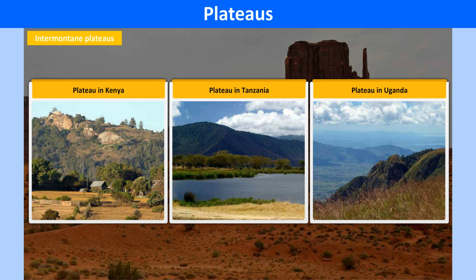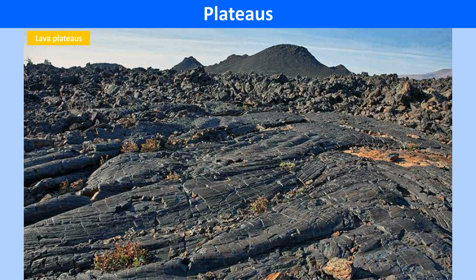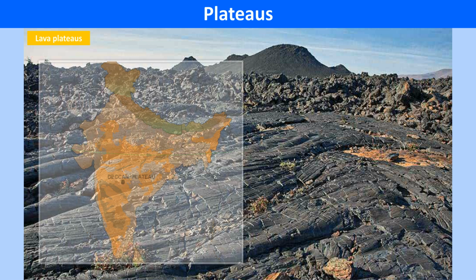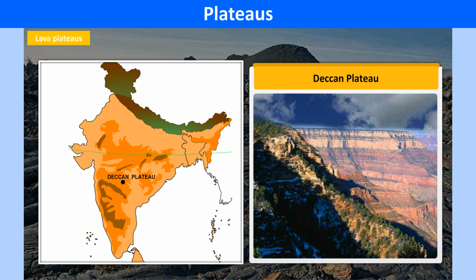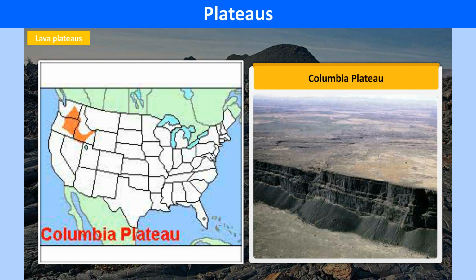Lava plateaus. The lava that flows from the vents of volcanoes causes the formation of lava plateaus. The Deccan Plateau in India was formed in a similar manner. The Columbia Plateau covers about 5 lakh square kilometers of the Earth's surface.